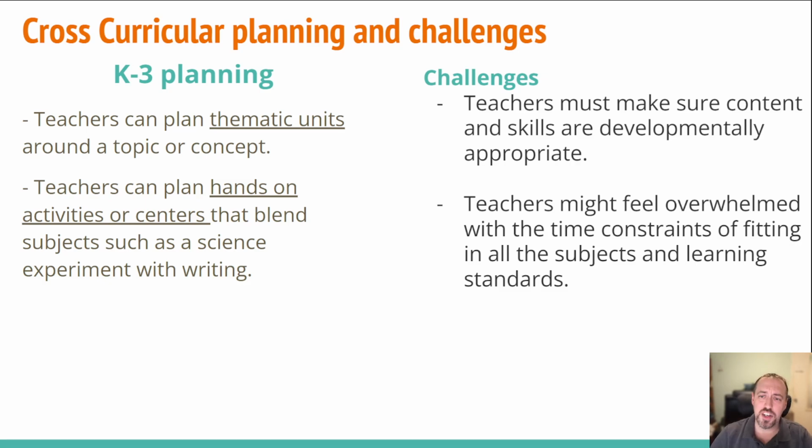Here are some considerations and challenges for planning cross-curricular lessons for different grade levels. First, let's look at the kindergarten through third grade range. To get started, you can choose to build a thematic unit around a concept or topic that your students are learning about. All of the learning and activities will be centered around the one topic. For example, if a kindergarten is learning about animals and science, you can incorporate writing about animals. Teachers can plan hands-on activities or centers that blend subjects such as a science experiment with writing.